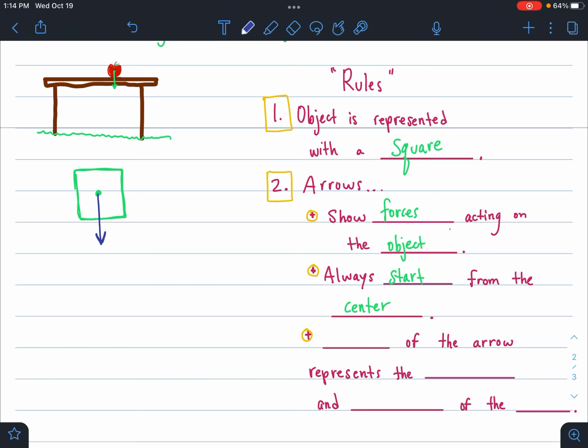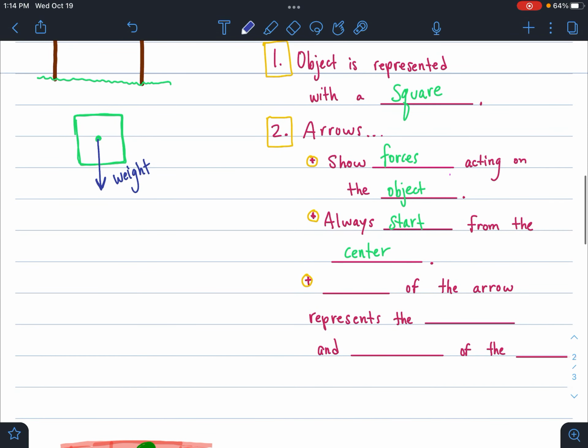The downward force is going to be the weight of the apple, and that has to do with the amount of gravity. If we were on the moon, that arrow would be shorter because there wouldn't be as much gravity pushing the apple down onto the table, and the apple would have, quote unquote, less weight. So that downward arrow is the force of gravity. And I might forget that, so let's go ahead and write the actual name on that arrow. Your arrows always must be labeled.